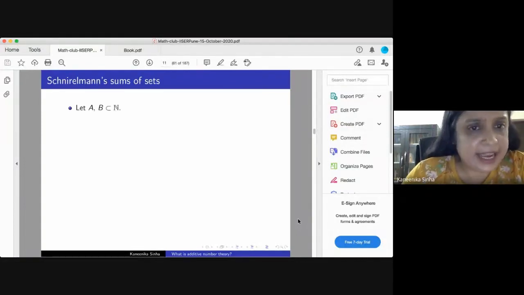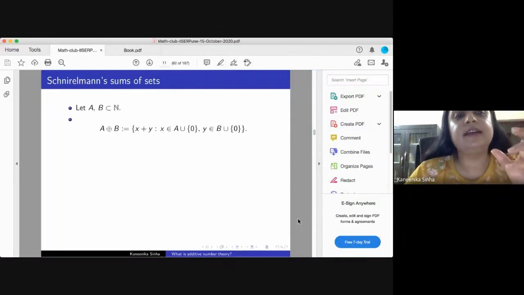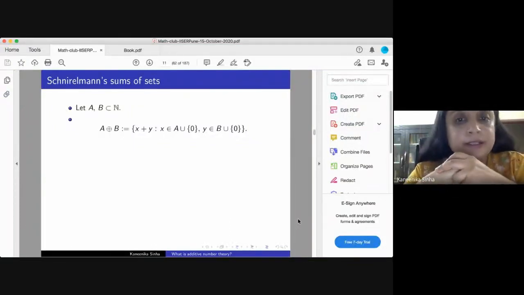So let us take any two subsets, A and B of N. They could be equal to each other also. But let's specify two subsets of N, and let us define a notion of sums of these sets. So what we do is, we take all possible x plus y, where x is either in A or 0, and y is either in B or it is 0.